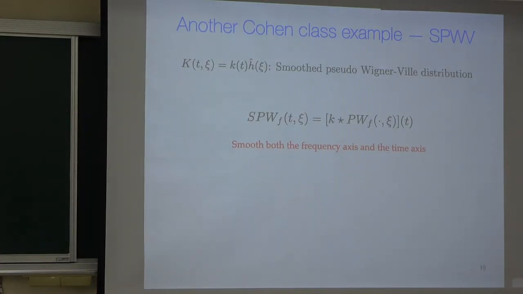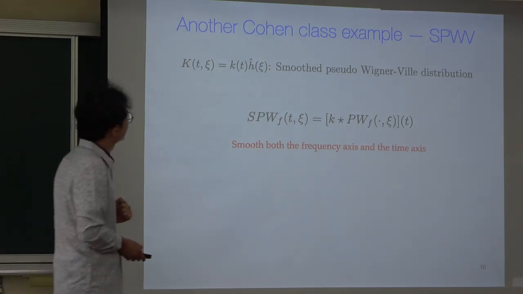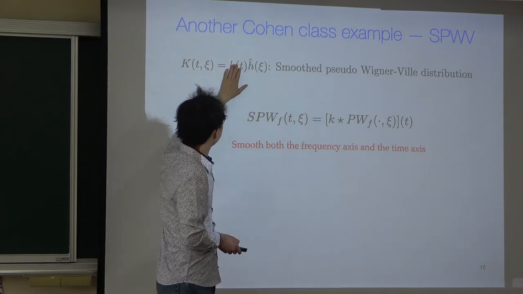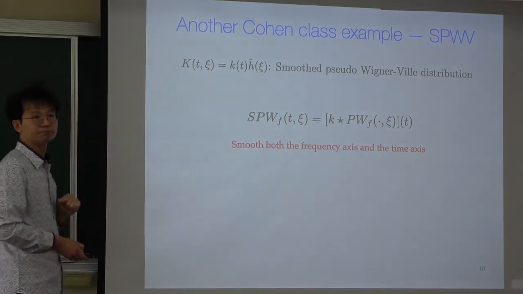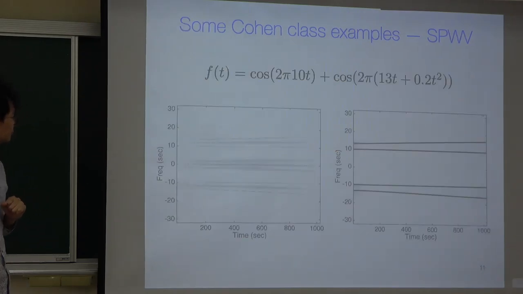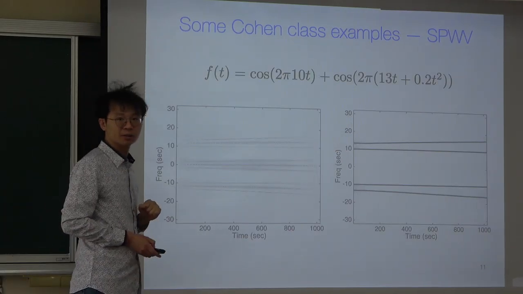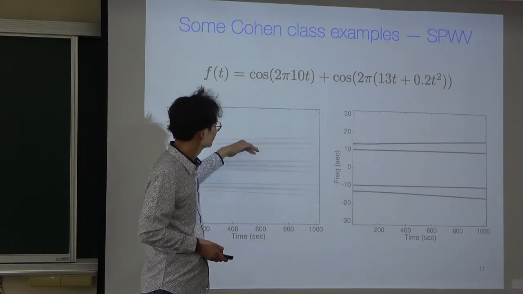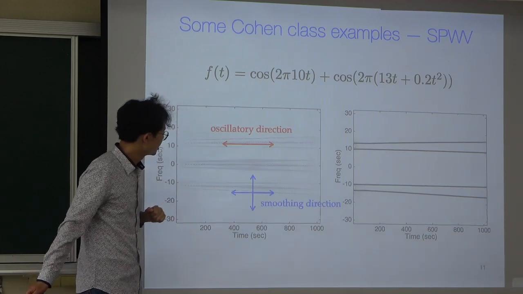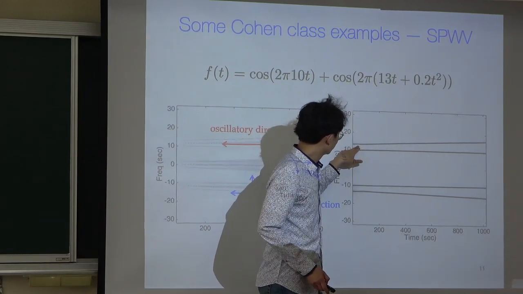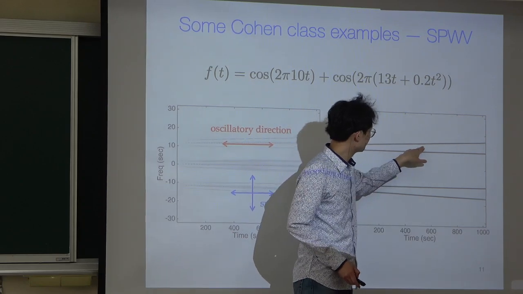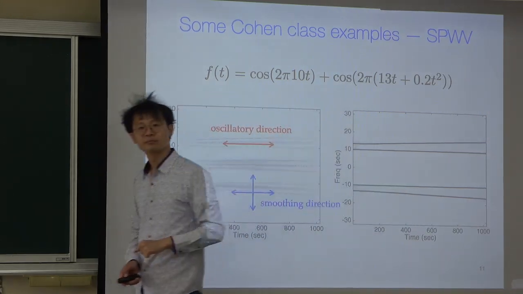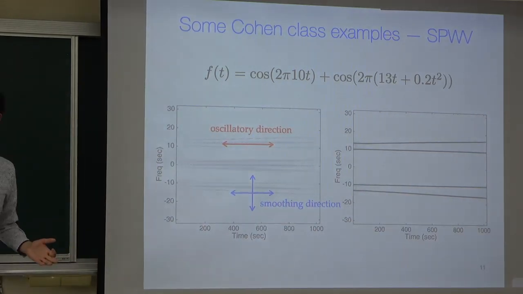How about if we consider more? Let's consider a smoothed pseudo-Wigner-Ville distribution. That is, you have both the time domain and the frequency domain. You smooth both, and this will be the result. You smooth both the frequency axis and the time axis. Then what you see is that the interference in between is now fully cancelled, so that you get something more informative.